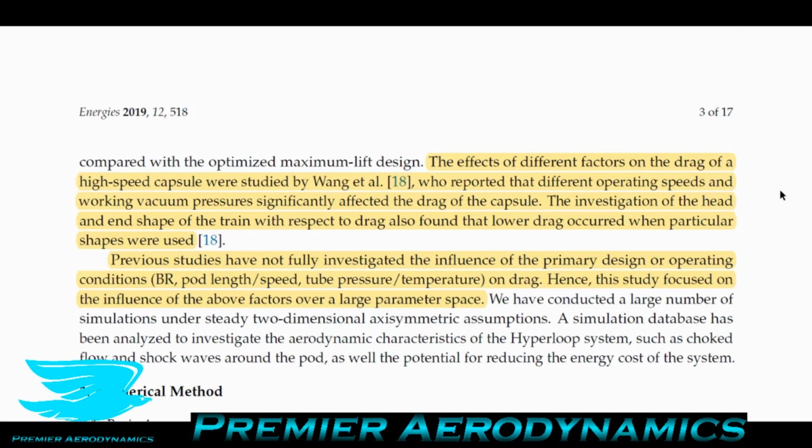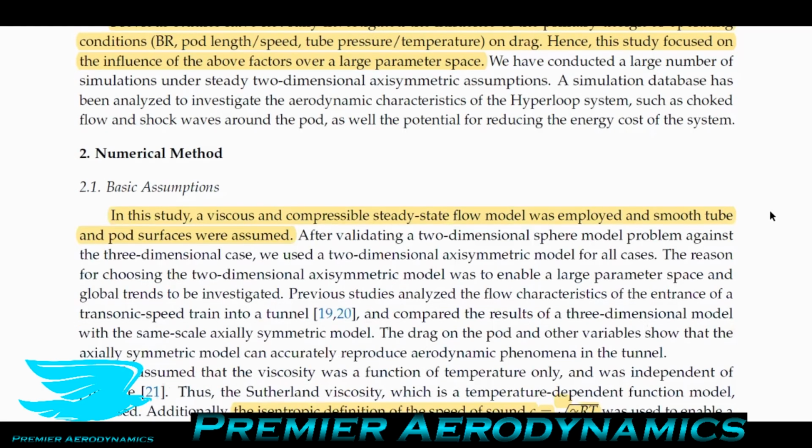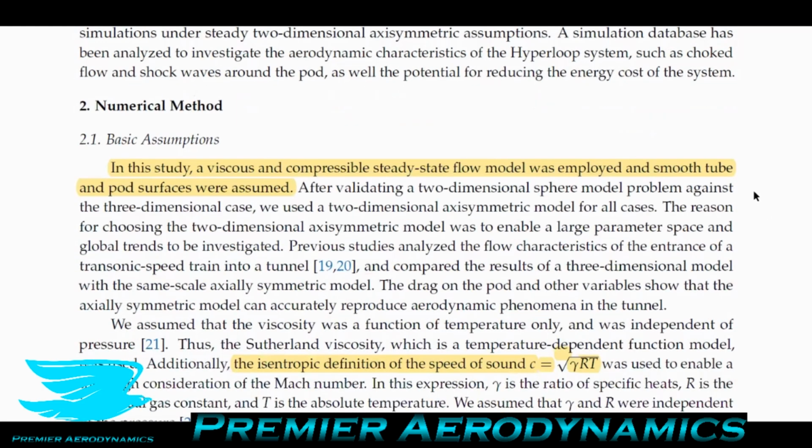So in other words, they're going to be looking at the drag that's being developed at different blockage ratios, different pod lengths compared to speeds, and different tube pressures compared to different temperatures. And this is important because air is effectively an ideal gas. It's very close to it, which means that the pressure and temperature are very closely related. And if you change one, the other one will change. So it's interesting to note how changing these ones will affect the drag. That's what we're going to be looking at in these next two podcasts.